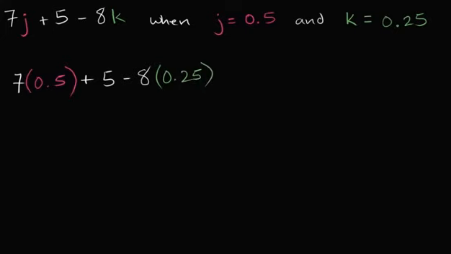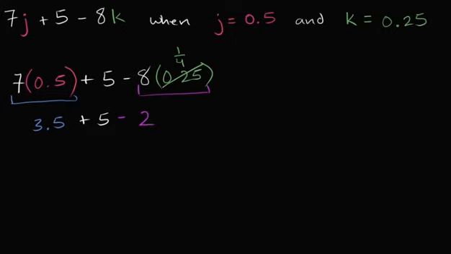So if I were to take, and I can color code this, 7 times 0.5, half of 7, that's going to be 3.5. Then I have plus 5, and then I'm going to subtract 8 times 0.25. 0.25, that's the same thing as 1/4. 8 times 1/4, or another way to think about it, 8 divided by 4, is going to be equal to 2. So this whole thing over here is going to be equal to 2. So it's going to be minus, we have this minus out here, so minus 2.